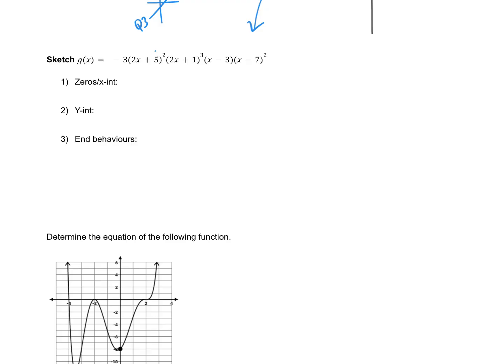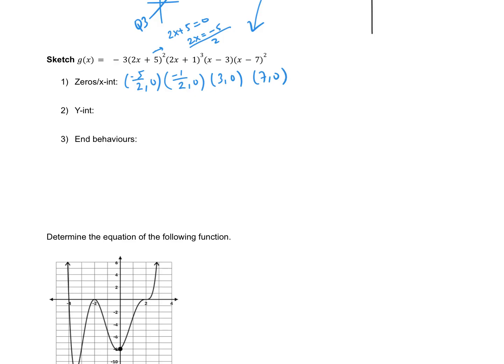For this 2x + 5 bracket, just be careful. The x-intercept is not negative 5. If you bring the 5 over, it's negative 5, but then you have to divide out the 2. So negative 5 over 2. For the 2x + 1, it's negative 1 over 2. Then we have 3, 0, and 7, 0.